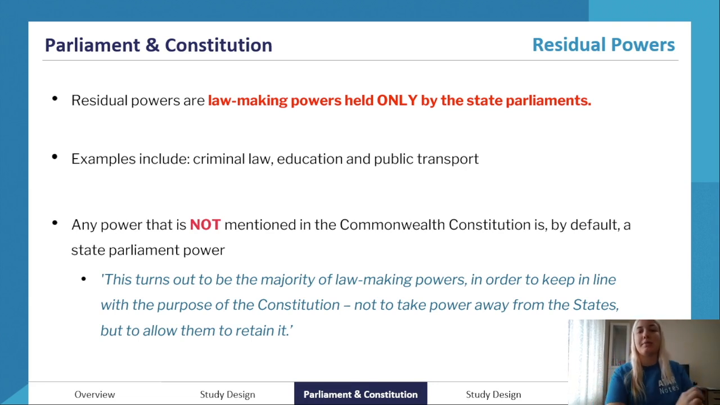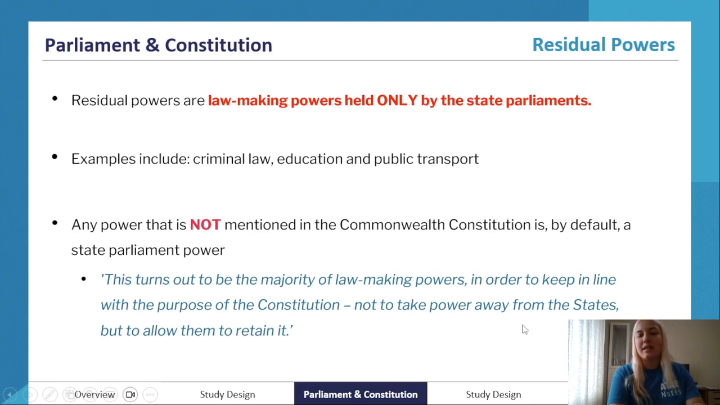Okay, so residual powers. Again, it's really easy to remember because residual means everything that's left over. So these are lawmaking powers held only by the state parliament, and essentially it is any area that is not mentioned in the Commonwealth Constitution. By default, that becomes a state parliament power. So anything that's not mentioned in the Constitution and given to Commonwealth Parliament automatically is a residual power and is a state power. So this turns out to be the majority of lawmaking powers, exactly what I said. Most lawmaking powers are residual and belong to the states.